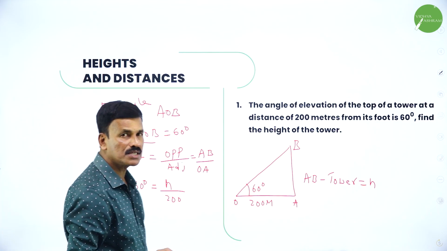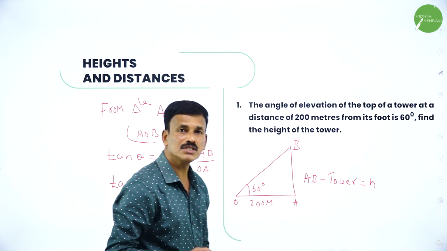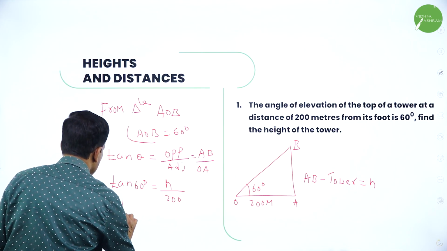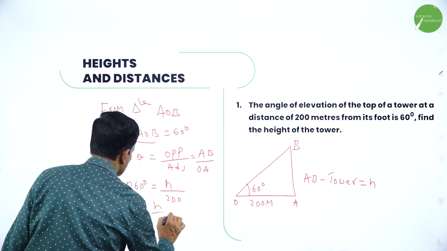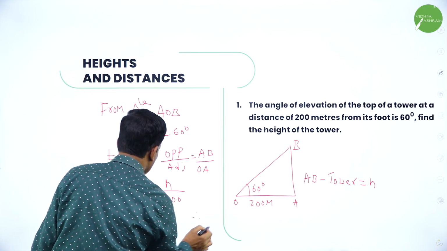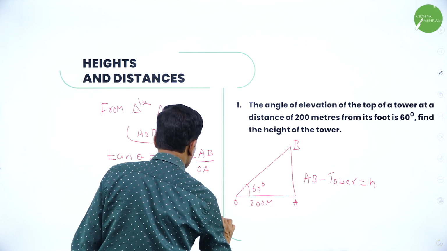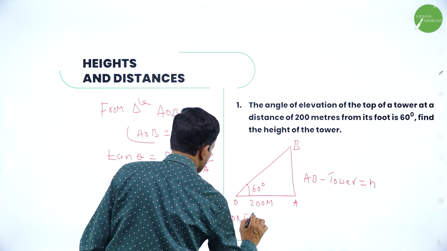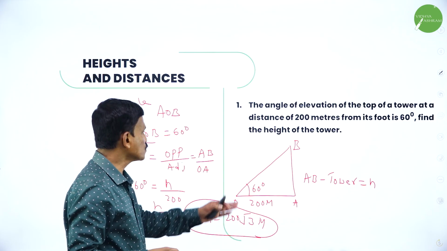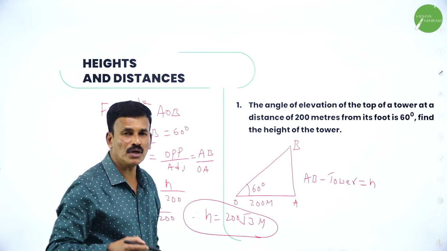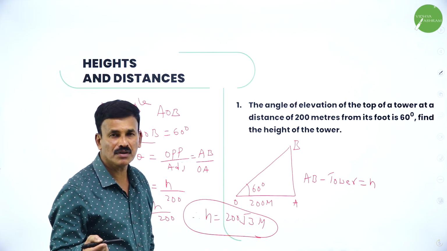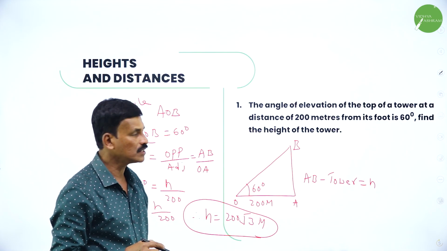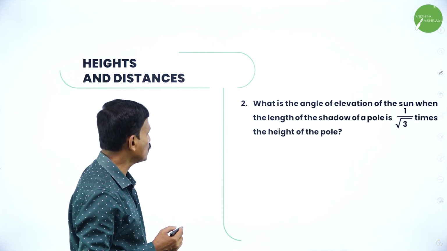Just substitute, what is tan 60? Tan 60 is equal to root 3, right? Root 3 is equal to H by 200. So therefore the distance H is equal to 200 root 3 meters. So the height of the tower is 200 root 3 meters, which is the required answer. That is the height of the tower. Now move on to a similar type problem.